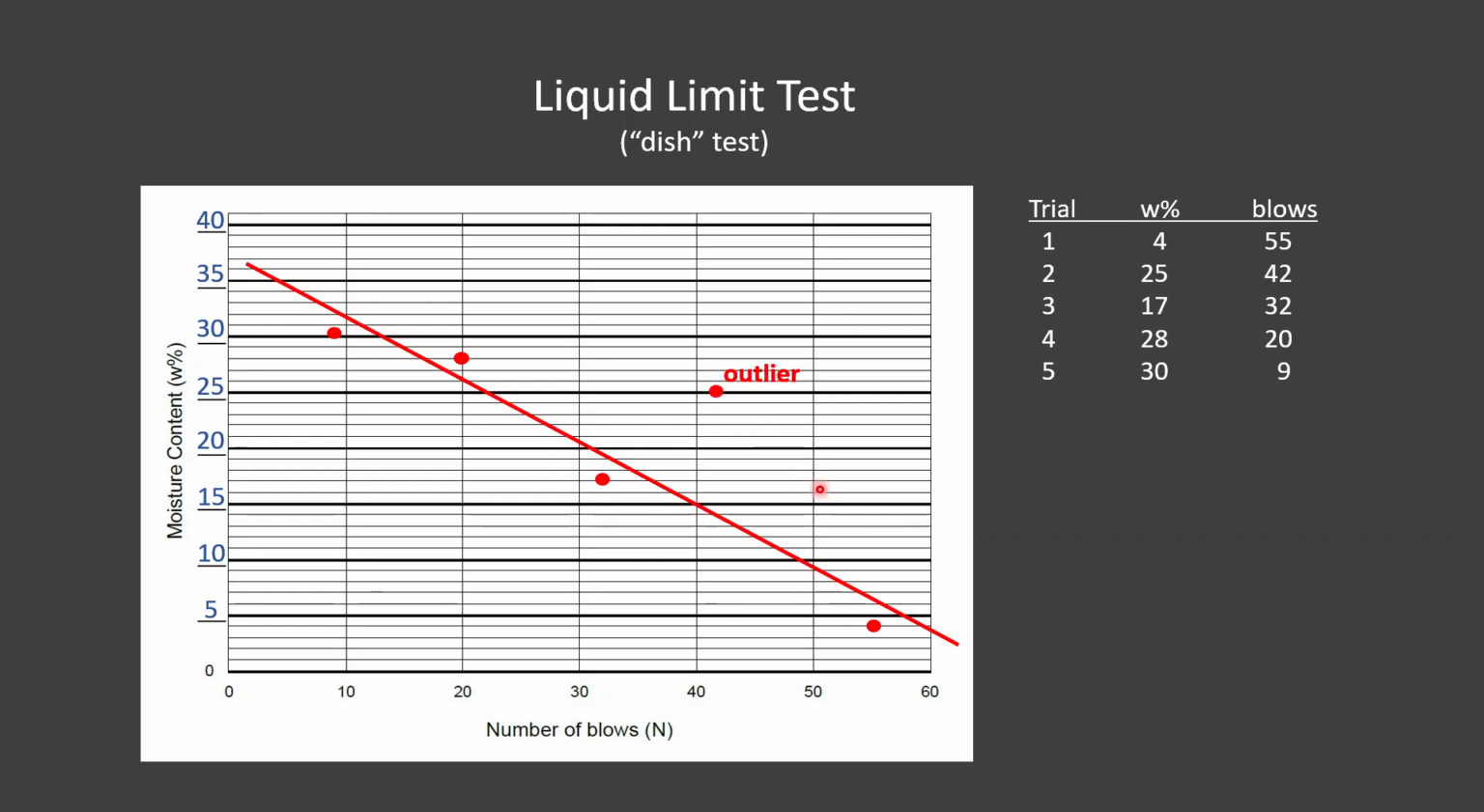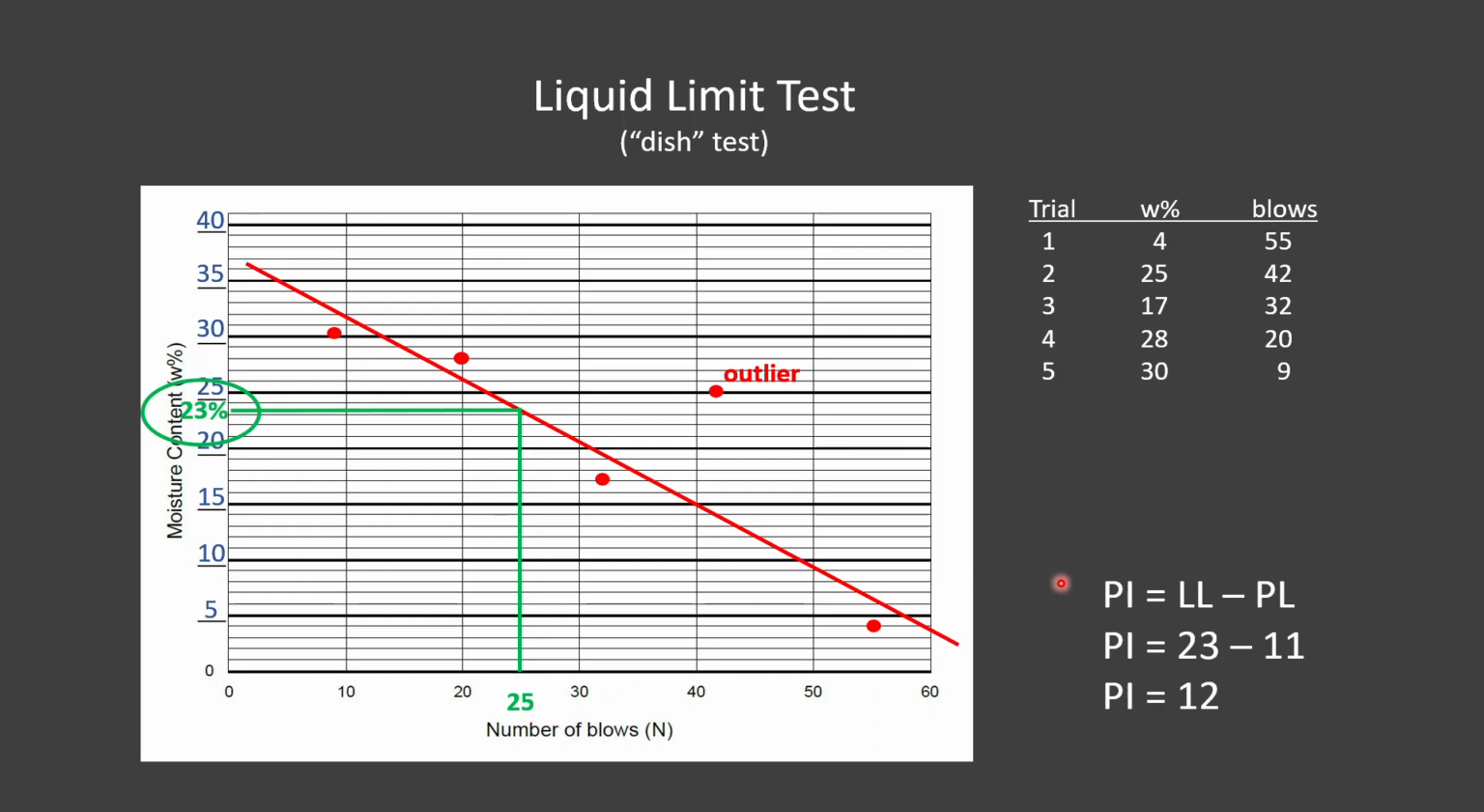So you put a trend line in through the good data points, and then your liquid limit is simply the water content at which it would take exactly 25 blows. So because we have a trend line here, we can interpolate that value, and we would come up at 25 on our number of blows scale until we intersect our trend line, and then we'd come over and read the water content on our vertical scale. And in this data set, it would be approximately 23% moisture content when it would take exactly 25 blows.